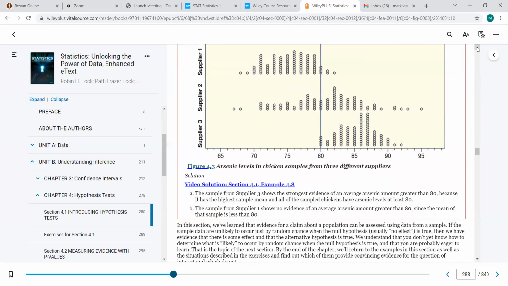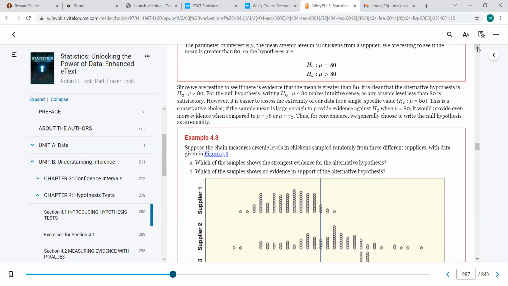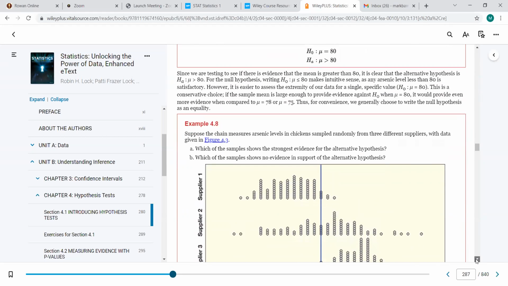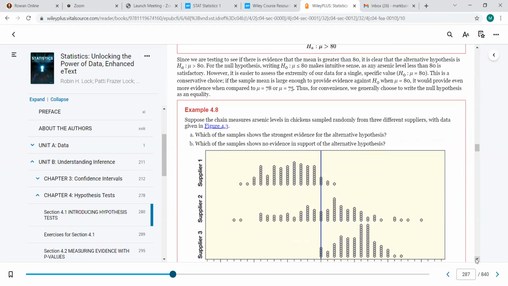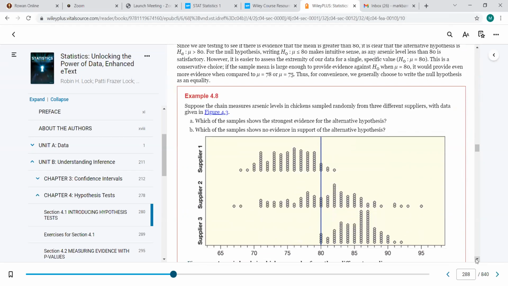Here's the null and alternative hypothesis. I think we can see all three of them now. The alternative hypothesis is that mu is greater than 80. Which one of these provides the greatest support for the alternative hypothesis that the mean is greater than 80? Is it supplier 1, supplier 2, or supplier 3? Again, you can unmute. Tell me which one seems to reject the null hypothesis that mu is equal to 80 and seems to support that it's greater than 80. Which one of these dot plots seems to support that?